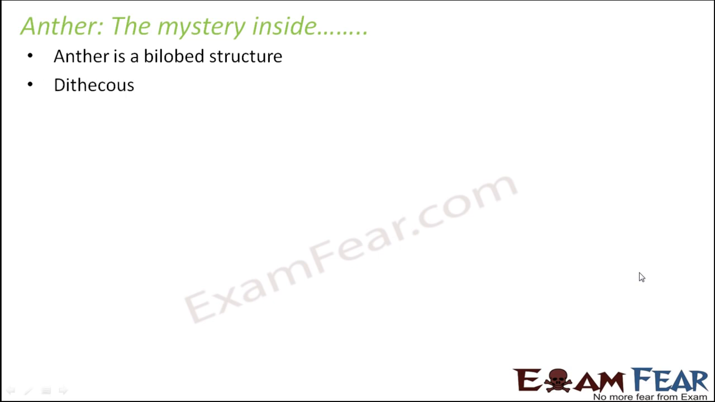It is dithecous. What is dithecous? Di means two, and thecus is derived from the word theca, which means cup-like structures present in each lobe. So in each lobe it has two theca. Theca is nothing but the cup-shaped structure, that is what I was talking about, the sacs. So in each lobe, it has two theca. That is why it is called dithecous.